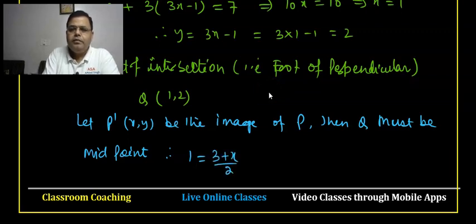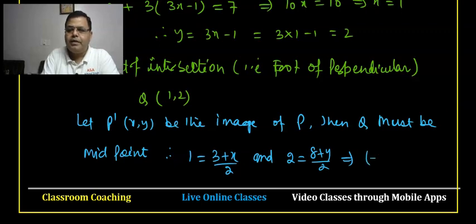So (3 plus x) by 2 equals 1, and (8 plus y) by 2 equals 2. This implies x is 2 minus 3, that is minus 1, and y is 2 times 2 is 4, 4 minus 8 is minus 4. So P' is (minus 1, minus 4).